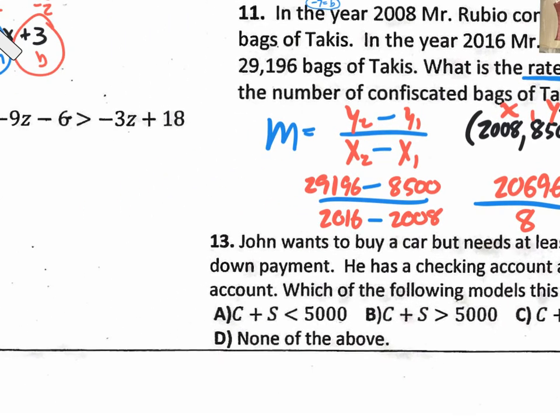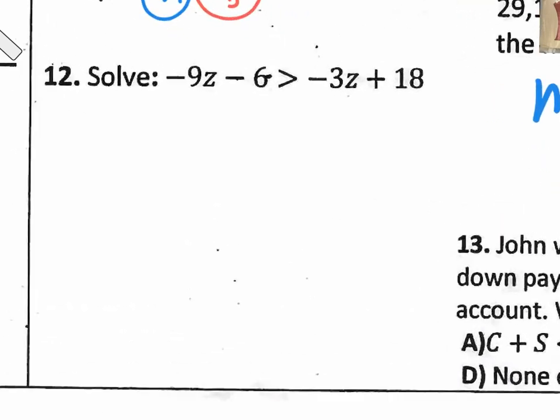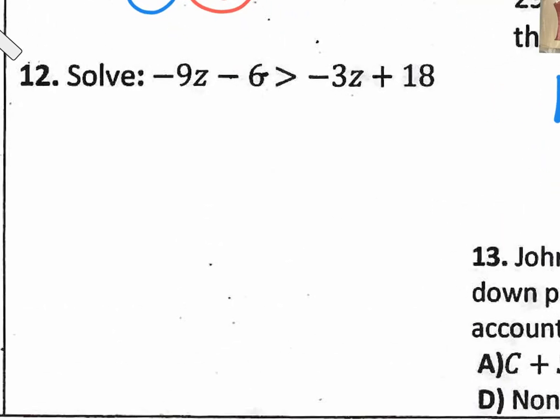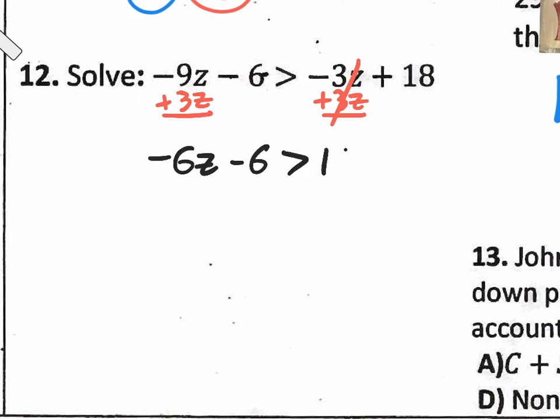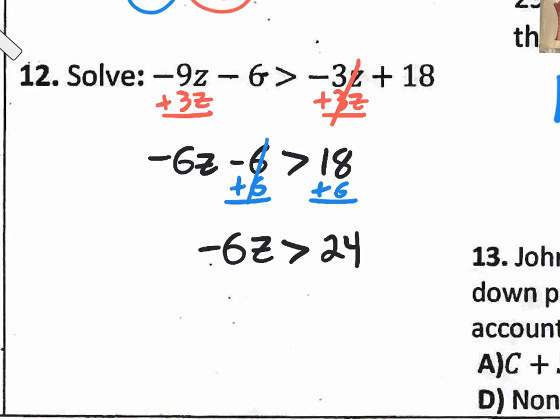Moving on to number 12. Number 12 is a simple solving inequality problem. So let's get z by itself on one side, plus 3z. Plus 3z. That's going to be a negative 6z minus 6 is greater than 18. Let's get rid of that minus 6 by doing the opposite, plus 6. Add 6 to both sides and maintain the balance. We end up with negative 6z is greater than 24.